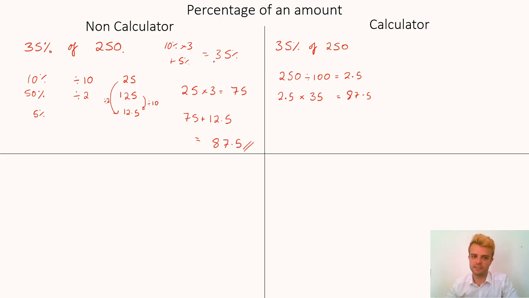If it's non-calculator, you typically want to start by breaking it down into maybe 10% first, maybe 5% after that, and trying to work out how you can build up to 35%. Whereas if you do have a calculator, you don't have to worry about that. You can just divide by 100 to get 1%, times that by how many percent you need. And in fact, I will just write down those 2 steps. So step 1 was divide by 100, and step 2 was times by the percent you need.